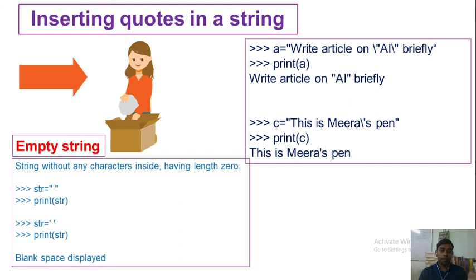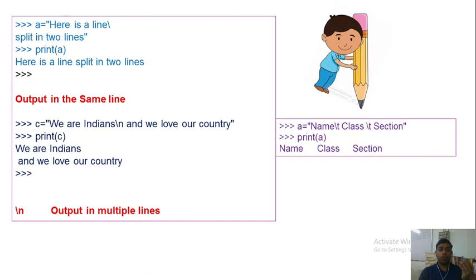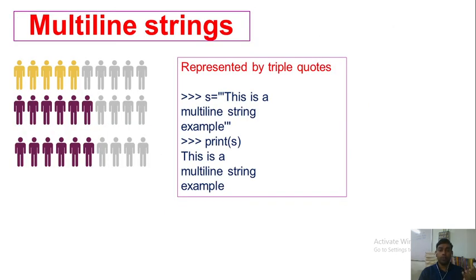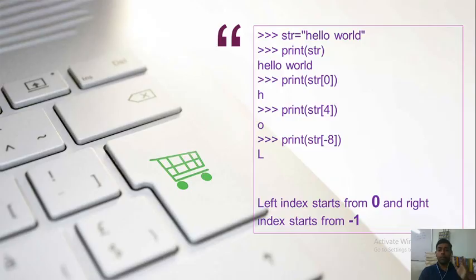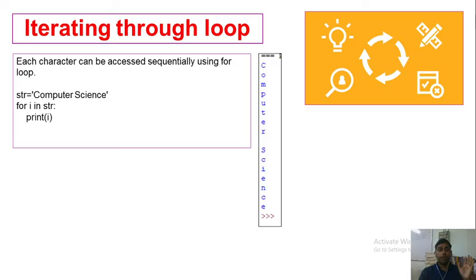We have the empty string, with nothing inside. The special character we use is the backslash. Then output in the same line and output in multiple lines using backslash n and backslash t. Then multi-line strings using triple quotes. Then traversal, visiting each element one after the other. We have seen examples of both the left index starting from 0 and the right index. Then the iteration operation. Iteration means repetition or looping.